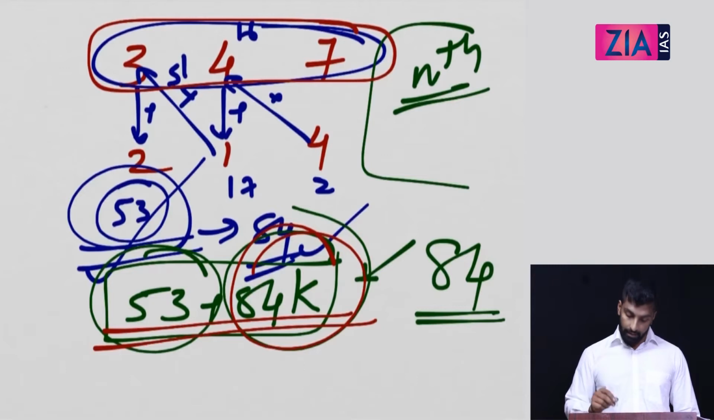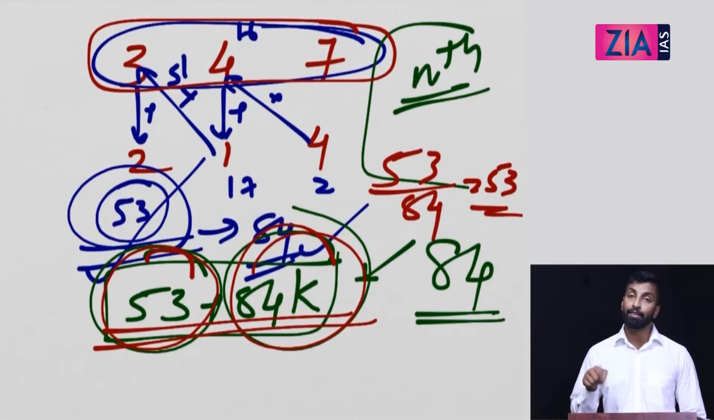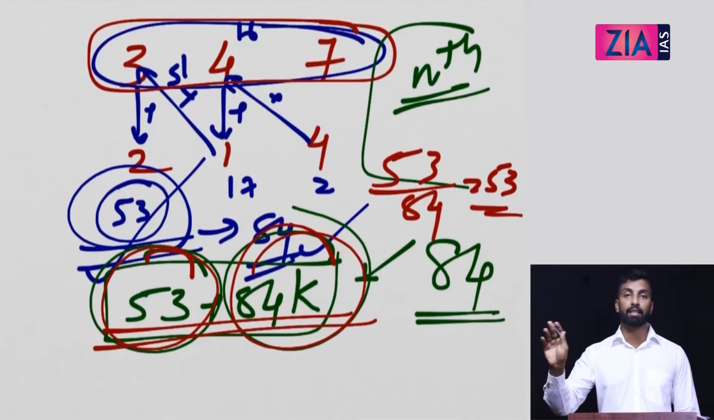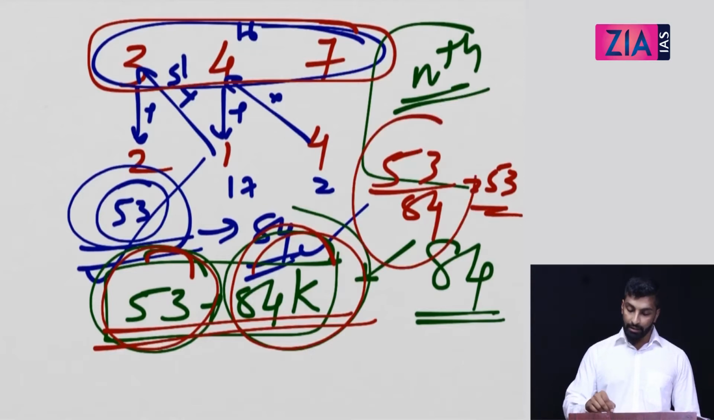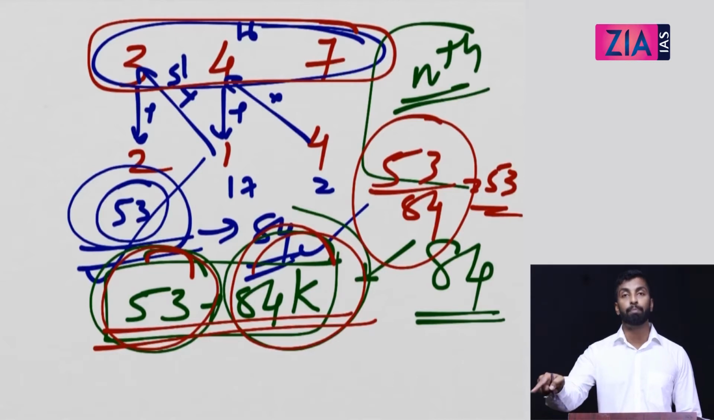And we know the first term, which is 53. So if you divide 53 by 84, see what is the remainder? 53. And that will be the remainder if you take any term and divide by 84. What is the logic? Constant remainder theorem. You take any term from the AP, divide by the common difference, you get the same remainder. So I took the first term, divided by the common difference, and got the remainder as 53. Any term you take from that AP will leave the same remainder, 53.